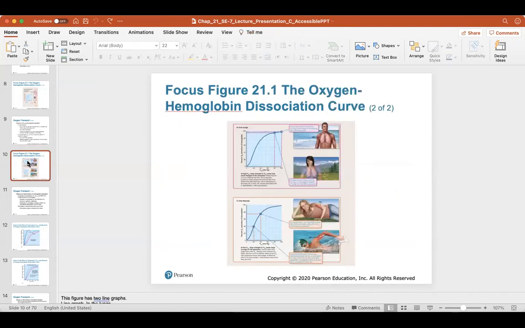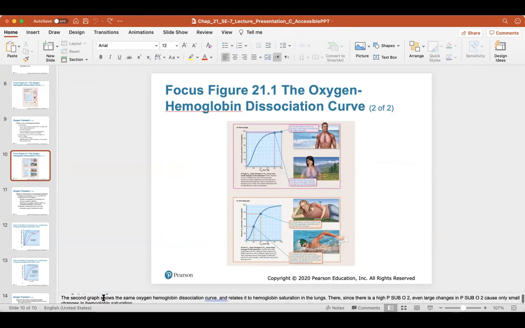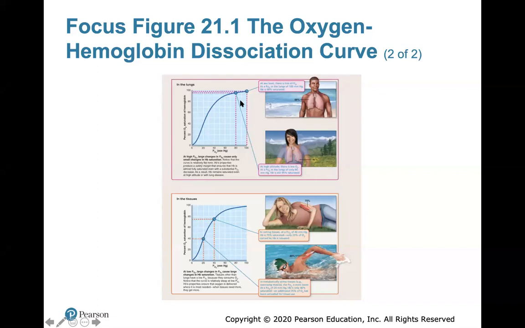So this is a look at different factors in the oxygen hemoglobin dissociation curve. So there's 2 line graphs here. The first graph shows, and I'm going to make it a little bigger so we can see this, at high partial pressures of oxygen, large changes in partial pressures of oxygen cause only a small change in hemoglobin saturation. So notice the curve is relatively flat here. Hemoglobin's properties produce a safety margin that ensures that hemoglobin is almost always fully saturated, even with a substantial partial pressure of oxygen decrease.